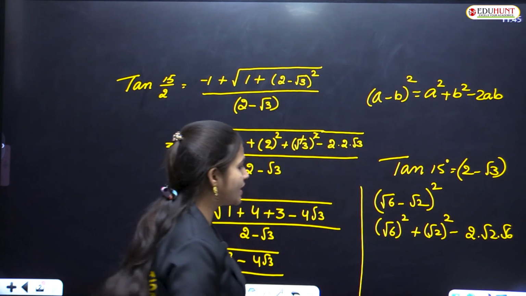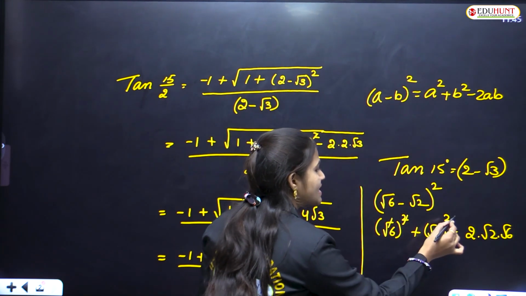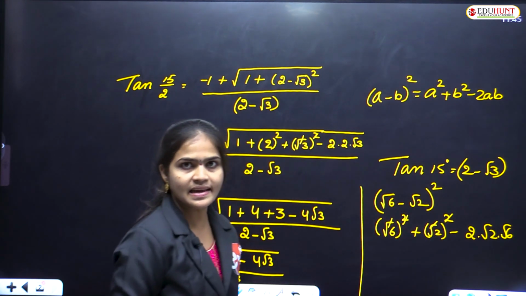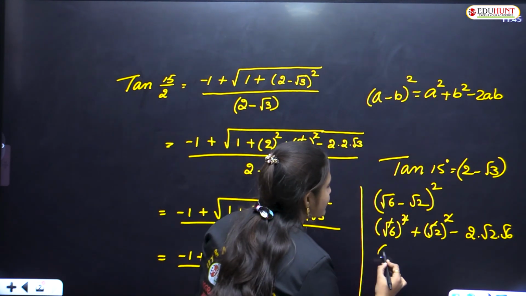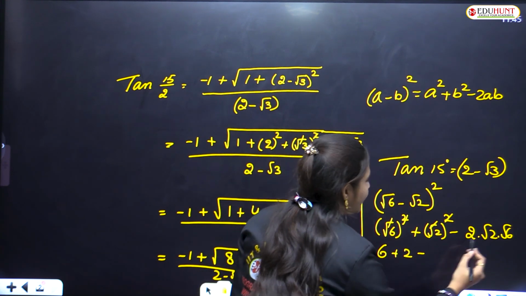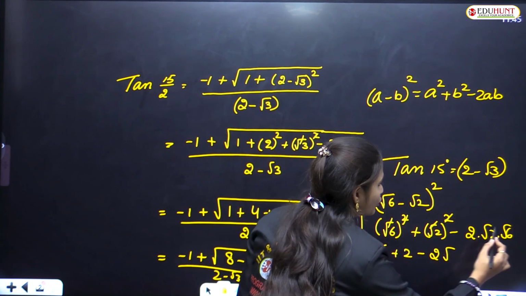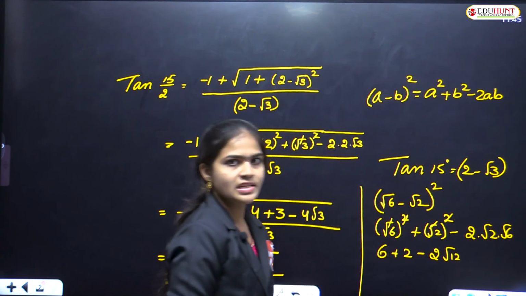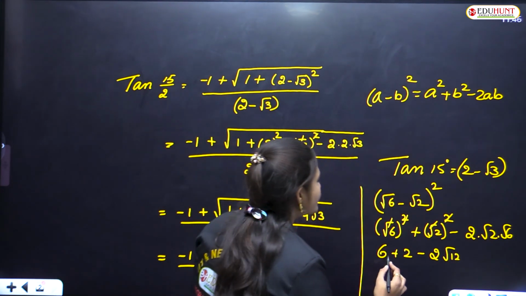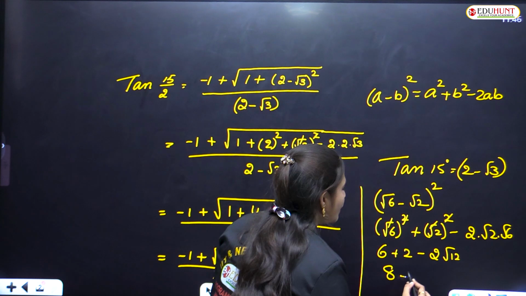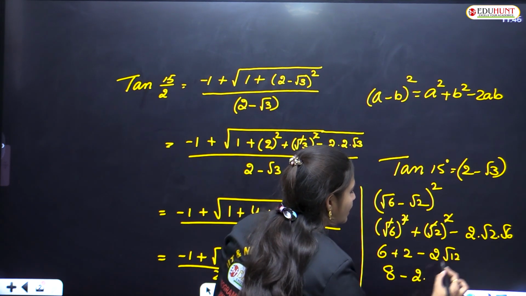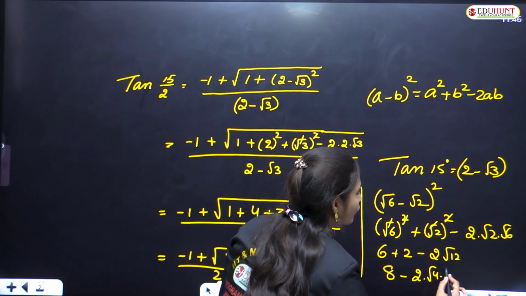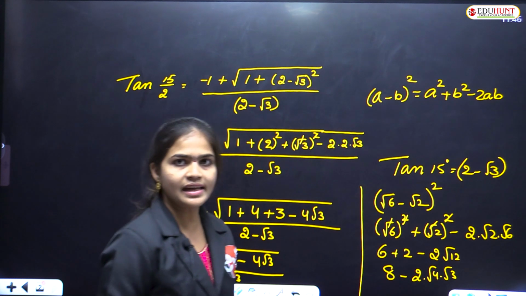Yes or no? Yes. So square and root get cancelled. Here also square and root get cancelled. And here 6 plus 2 minus 2 root 2 into 6 is equal to root 2 into root 6, which is root 12. 2 sixes are 12, no? Okay. So 6 plus 2 is 8 minus 2 into, here this one we can write as root 4 into root 3. Shall we write like that?